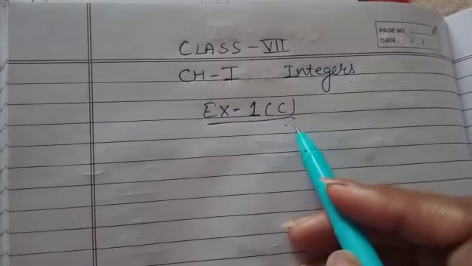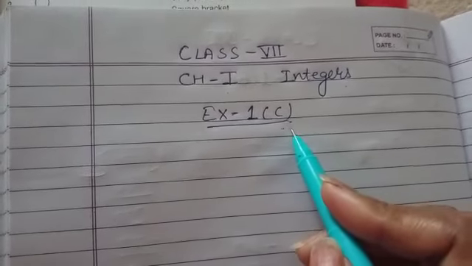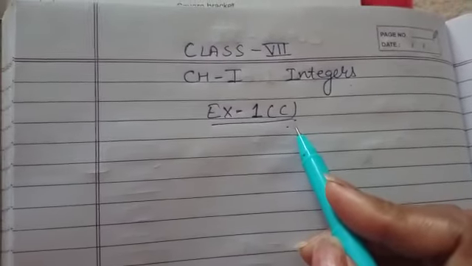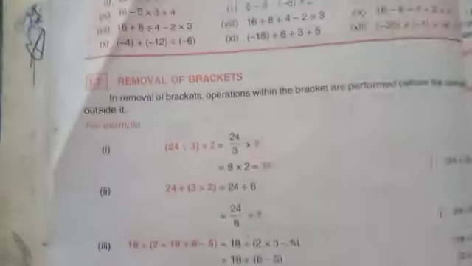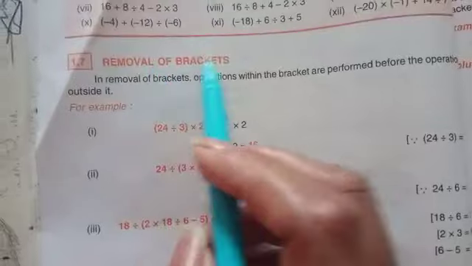Hello everyone, this is class 7, chapter 1 integers, exercise 1C. We are going to start today, but before that we will have a look at some basics of this exercise. In this exercise we will discuss the removal of brackets.